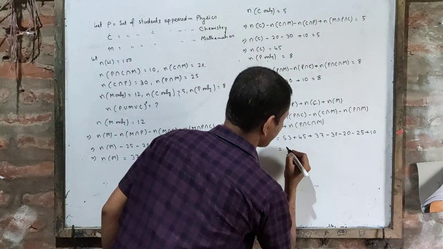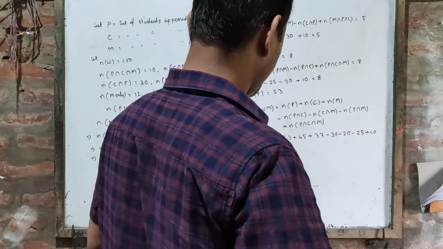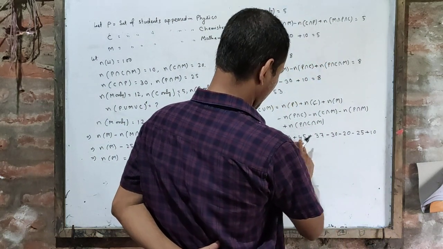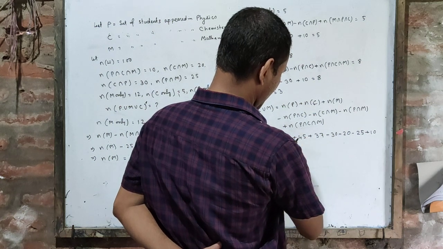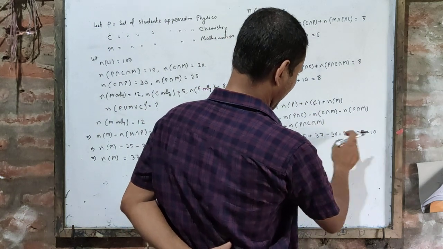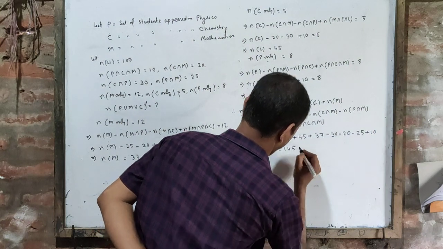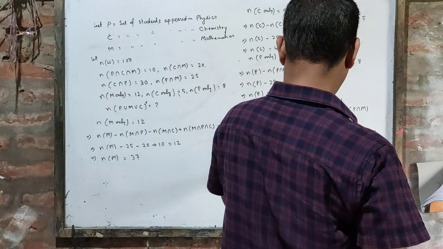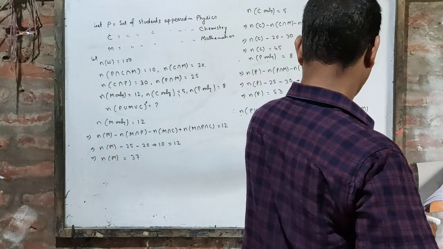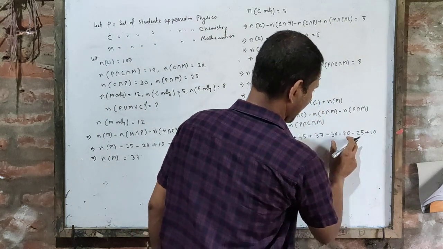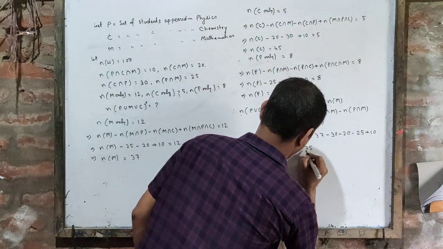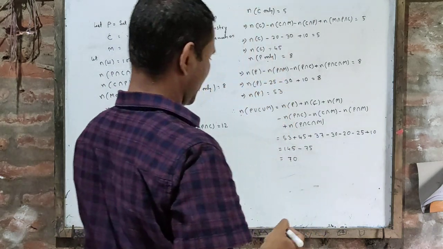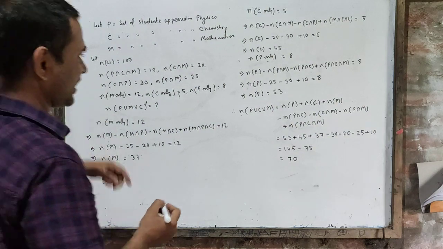So how much is this? 53, 60, 90, 130, 135, 145. Okay, if I am correct. Let me try it again. 60, 90, 130, 135, 145 minus 50, 75. Is equal to how much? 70. Am I correct? So total is 100.